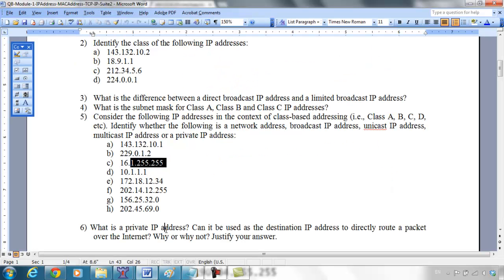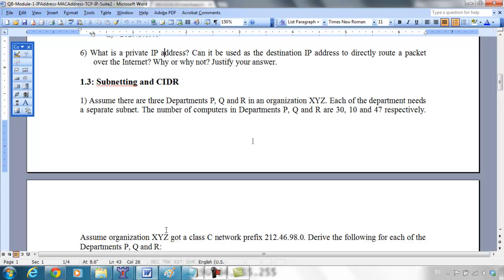Now, with a private IP address, you cannot route a packet directly to a private IP address over the internet, because private IP addresses are not publicly routable, because private IP addresses are reused. So you may have a machine in one private network with 10.1.1.1, and some other machine in some other organization's network can also have the same IP address.